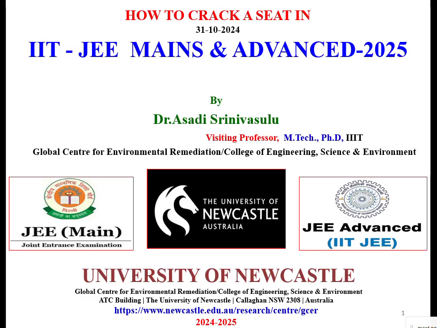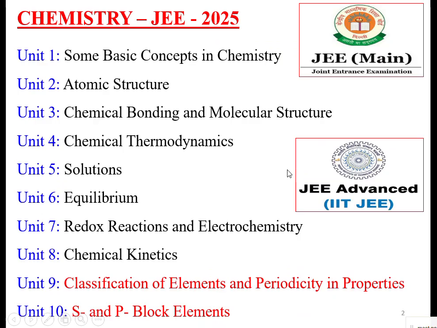Today I would like to explain how to crack the chemistry section in IIT JEE Mains and Advanced 2025. So here are the 20 chapters of chemistry. This subject is very important and very easy to score 40 out of 45.